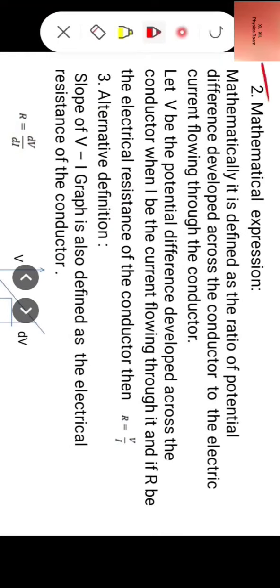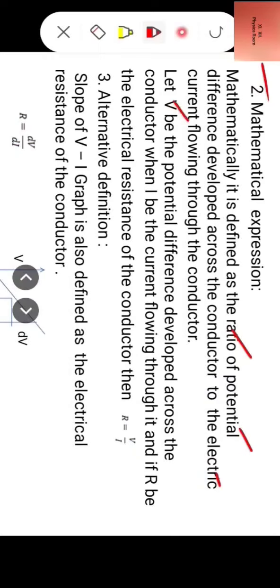2. Mathematical expression. Mathematically, electrical resistance is defined as the ratio of potential difference developed across the conductor to the electric current flowing through the conductor.